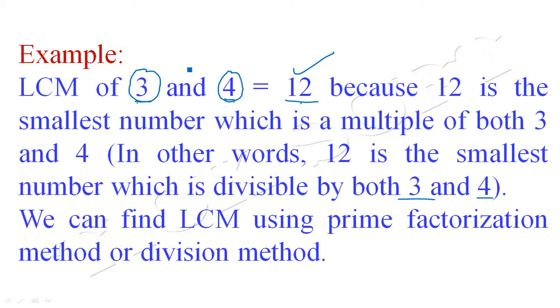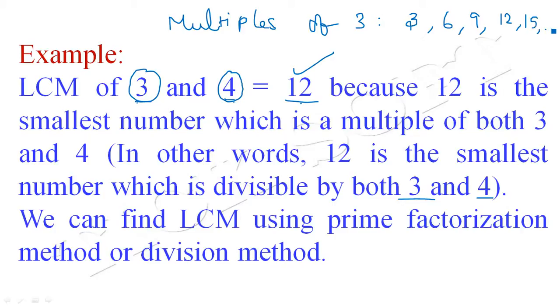If you want to find the LCM, then what we have to do is find the multiples of the given numbers. First, let us find the multiples of 3. What are the multiples of 3? 1 into 3 is 3, 2 into 3 is 6, 3 into 3 is 9, 4 into 3 is 12, 5 into 3 is 15, etc. These are the multiples of 3. Now let us find the multiples of 4. What are the multiples of 4? 1 into 4 is 4, 2 into 4 is 8, 3 into 4 is 12, 4 into 4 is 16, 5 into 4 is 20, etc.